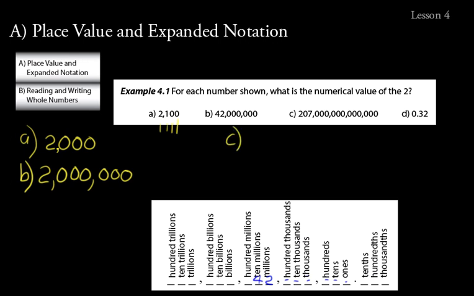C, that's a really long number there, but just quickly count the zeros. 1, 2, 3, 4, 5, 6, 7, 8, 9, 10, 11, 12. And then we have a 7, a 0, a 2. So 7 is in the trillions. That 0 is in the 10 trillions. The 2 is in the 100 trillions.